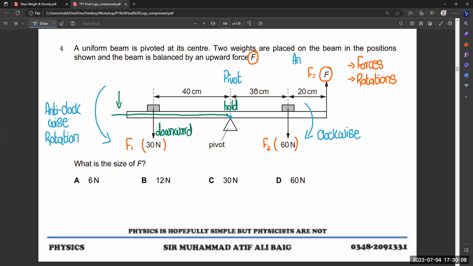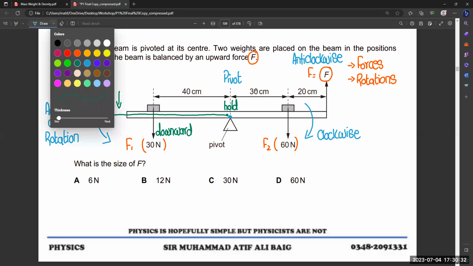Nice. So only this part is very difficult for some students, how to identify the direction. Because if you do not identify the correct direction, your formula is of no use, because you need to place it in the clockwise section or anti-clockwise section. So basically now we have two anti-clockwise forces and one clockwise rotation. So now you need to write the formula like this.